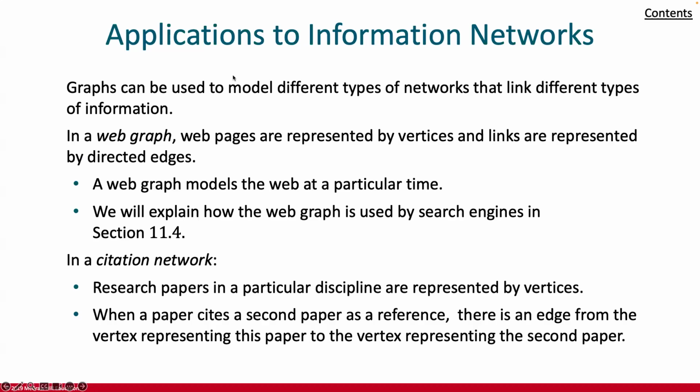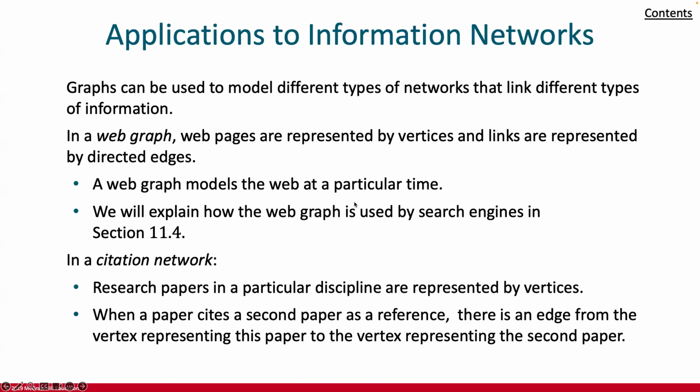What about applications to information networks? Graphs can be used to model different types of networks that link different types of information. In a web graph, web pages are represented by vertices and links are represented by directed edges. In a citation network, research papers in a particular discipline are represented by vertices. When a paper cites a second paper as a reference, there is an edge from the vertex representing this paper to the vertex representing the second paper.